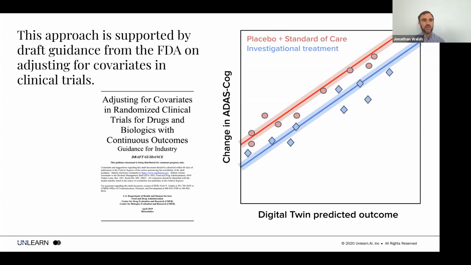So covariate adjustment isn't new, and the FDA has recently issued draft guidance that defines how covariate adjustment should be utilized in the analysis of clinical trials. Our approach fits squarely into this guidance, and we're really excited about the potential that digital twins bring to pivotal studies.